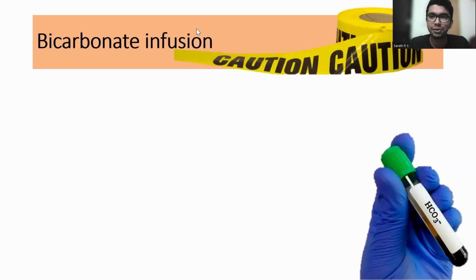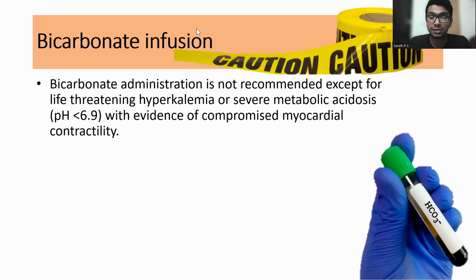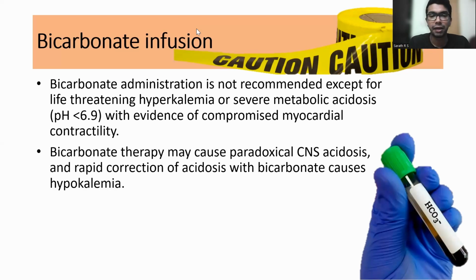We might be tempted to give bicarb for correction of acidosis, because pH will be in the range of 6.8, 6.9, 7, etc. However, remember that bicarbonate administration is not recommended except in life-threatening hyperkalemia or severe metabolic acidosis, that is pH less than 6.9, with evidence of compromised myocardial contractility. Bicarbonate therapy can cause paradoxical CNS acidosis, and rapid correction of acidosis with bicarbonate causes hypokalemia. As far as possible, avoid giving bicarb. It will be detrimental to the health of the patient.